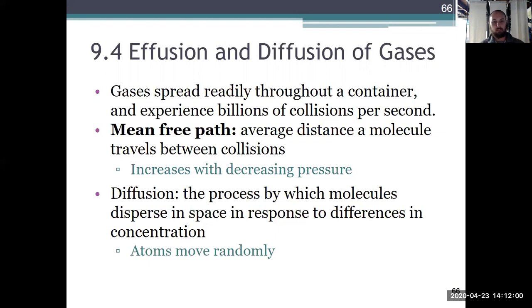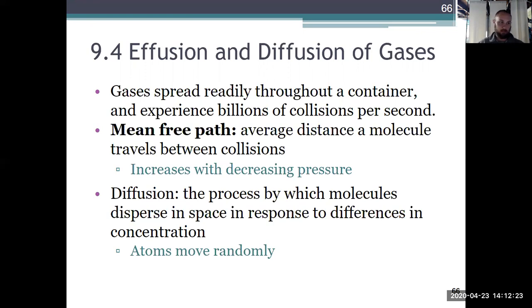And the mean free path increases as I decrease the pressure. Or a different way to say that is that mean free path and pressure are inversely related. Because as I decrease the pressure, right, and allow things to spread out, that means that they have more space to diffuse. Okay. And that brings us to diffusion.